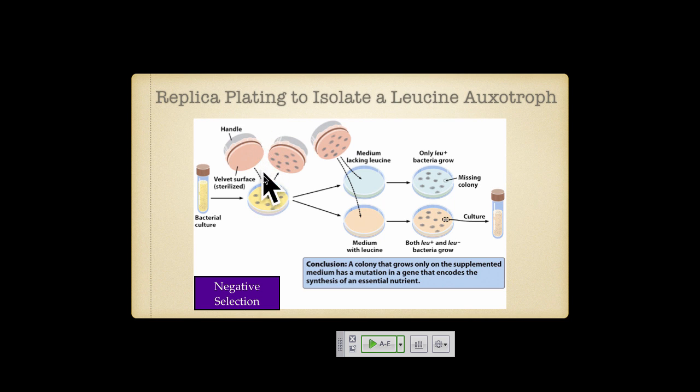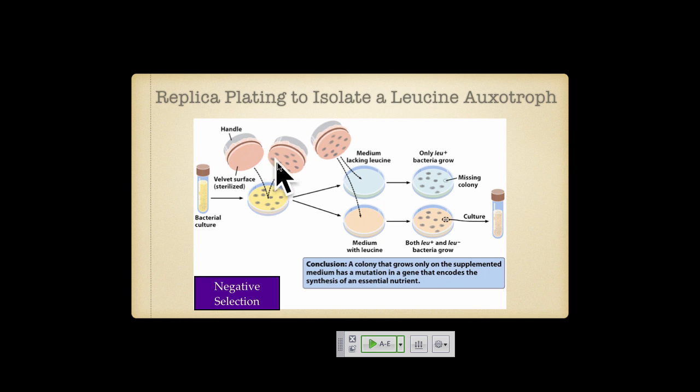So you had a bacterial culture and you're trying to say, okay, somewhere in here, there should be some bacteria that can't make leucine. How do I find those? So you spread them out on Petri plates. Everybody's done this. You spread out the bacteria. They grow in little colonies.